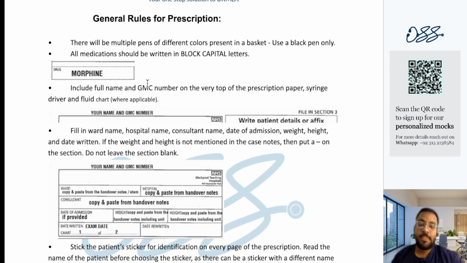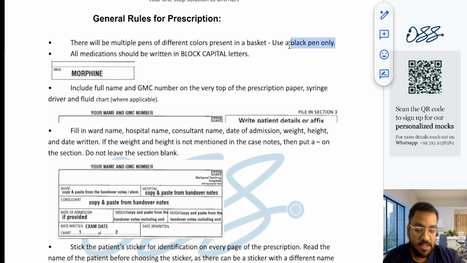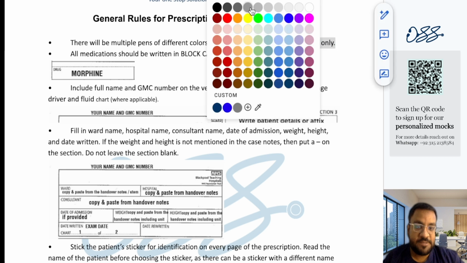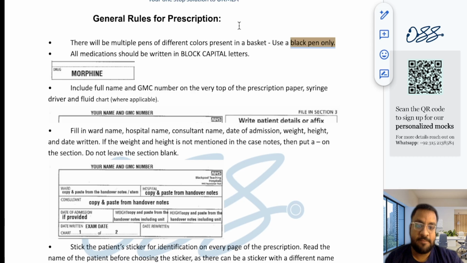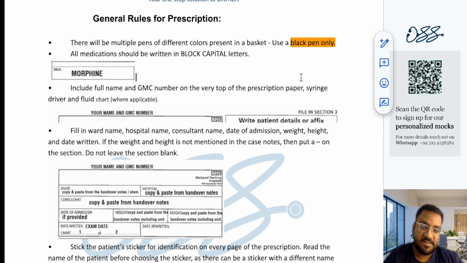Okay, number one, as I mentioned, there would be different colored pens present in the basket. So you make sure that you use the black pen only. Okay, if you write a flawless prescription using a red pen or a blue pen, I'm sorry my friend, you're not going to pass the station. Okay, it needs to be written in the black pen only.